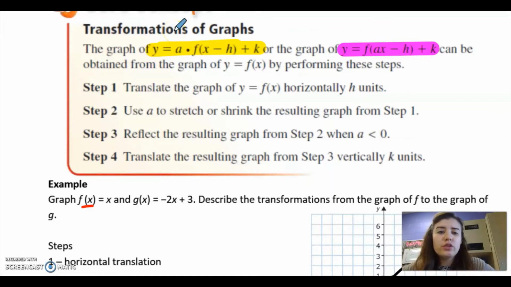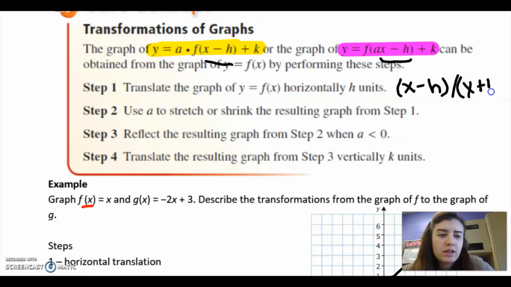You can first translate a graph horizontally h units. Okay, so this is what it looks like. It has to be on the inside. So it's that inside x minus h, or on the inside an x plus h. Now remember, this x minus h becomes the x plus h. Okay, it's important to remember that there is a negative h there.